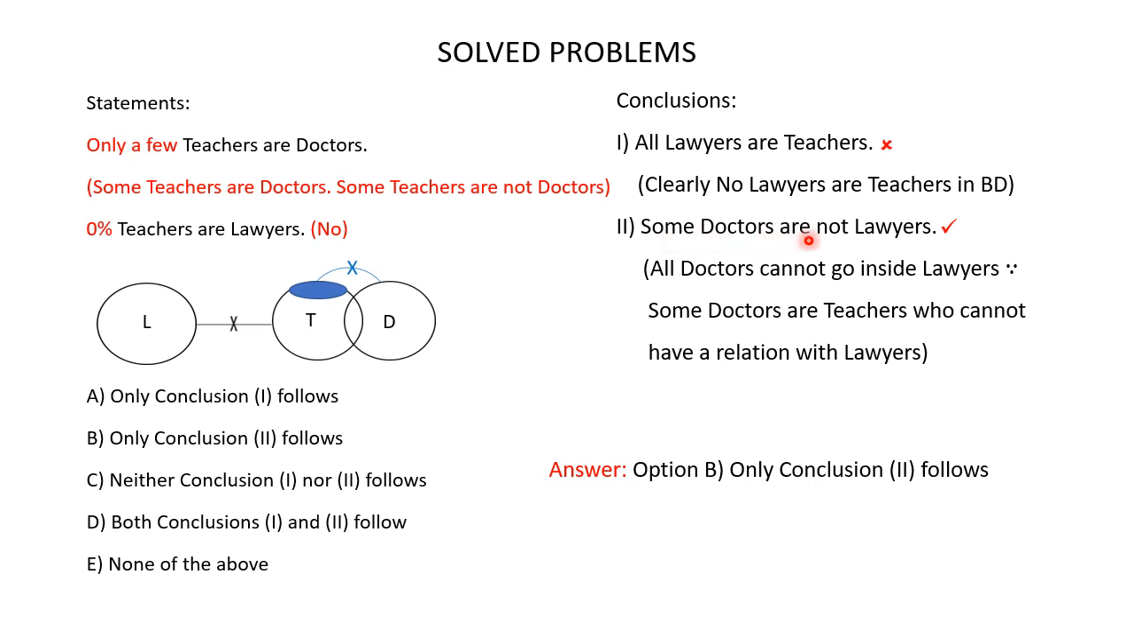Conclusion 2. Some doctors are not lawyers. Now to find out if some doctors are not lawyers, just check in the Venn diagram if all doctors can go inside lawyers. Now you have doctors here and lawyers here. Now as you can see in this Venn diagram, this portion of doctors is inside teachers. Now because of the restriction, teachers cannot have any relation with lawyers. Now since teachers cannot have any relation with lawyers, this means this portion of doctors also cannot have any relation with lawyers. So this portion of doctors will not go inside lawyers.